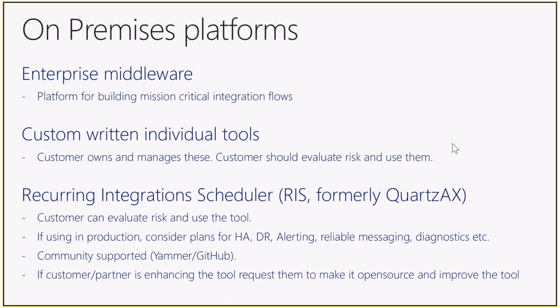So when it comes to on-premises platforms, when we are building anything that is mission critical, we want to stick with the standard enterprise middleware, like BizTalk, Informatica, things of that nature. Whenever we look at anything that is custom written, including the recurring integration scheduler, we want to ensure and evaluate it in the context of the key set of scenarios that I discussed in slide number 1.